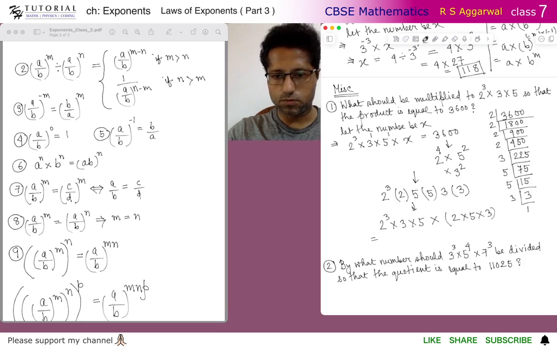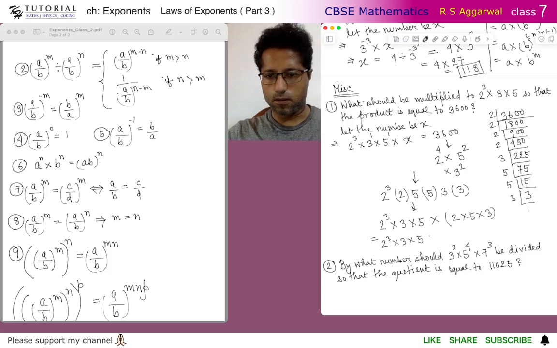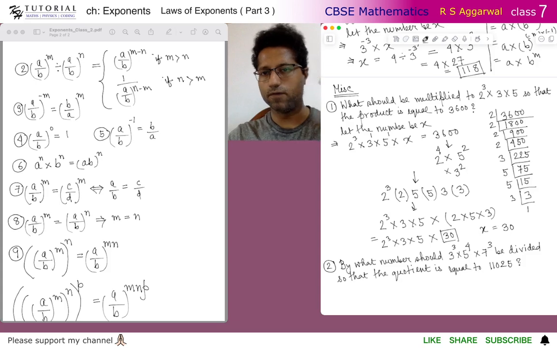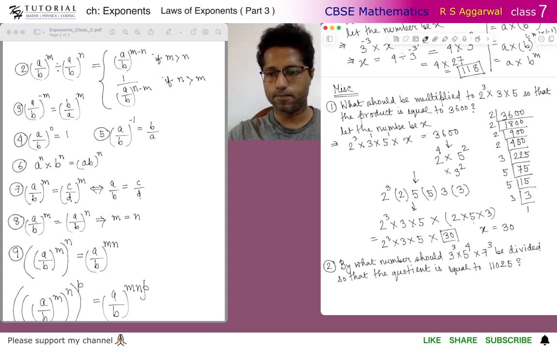This equals 2 cube into 3 into 5 into 10 into 3 is 30. We have this. Now if you compare the left hand side with the right hand side, clearly x is 30. X is 30. So the number that should be multiplied to 2 cube into 3 into 5 to give 3600 is 30. The answer is 30. So this was the trick.